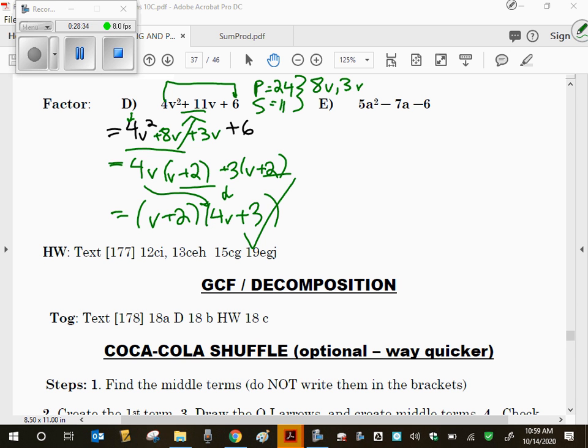The check works. I'll give you 30 seconds. Actually, I'll give you 99 seconds to do E. If you're done E, go ahead and do 12C1 in your textbook.